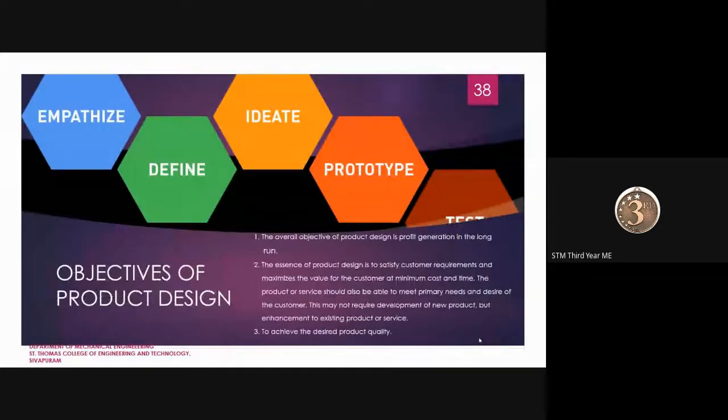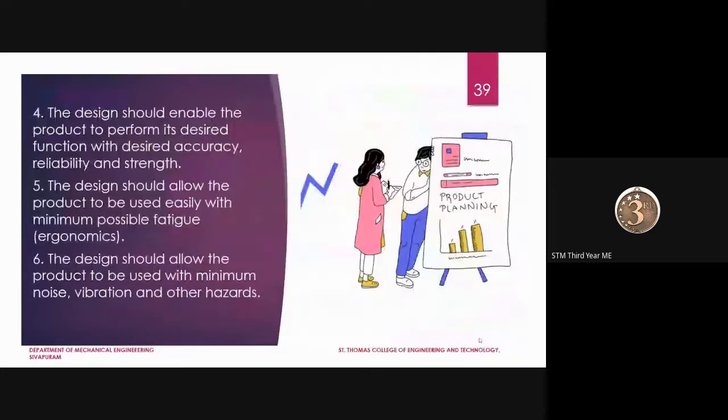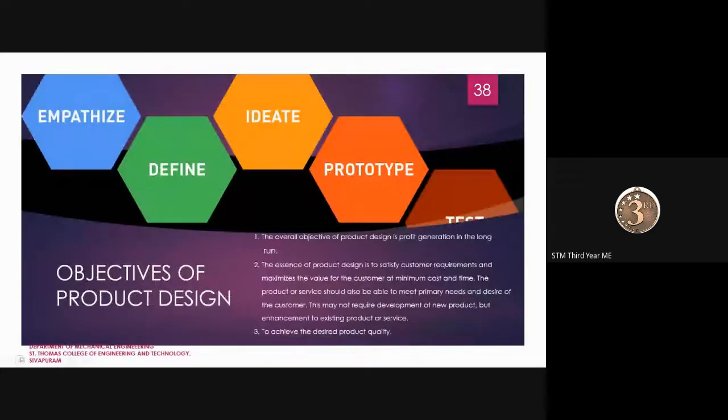Okay, we were looking at objectives of product design, and we had discussed about 5 points. The first one was profit generation. So that is a basic objective of a product design. We have to have a profit generation. Then came to satisfy customer requirements. That was the second point, to satisfy customer requirements. Then third one, to achieve desired product quality. That is the third point.